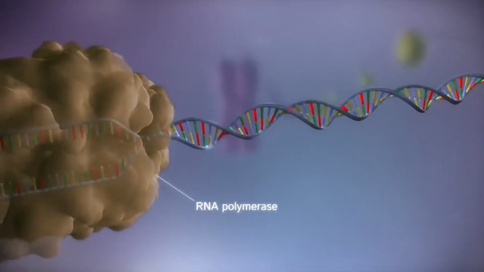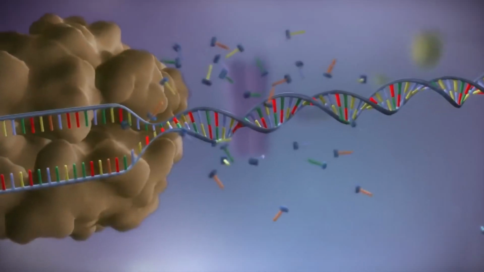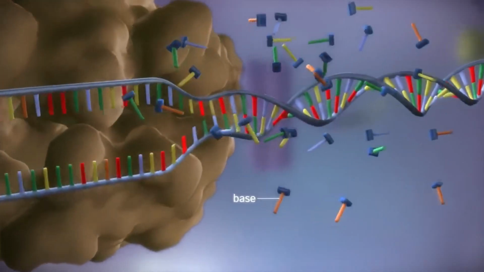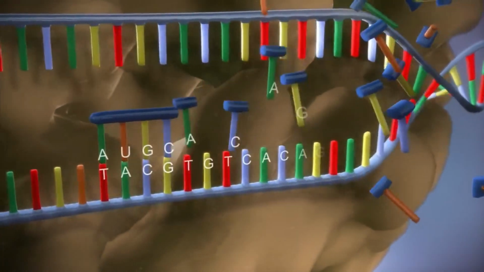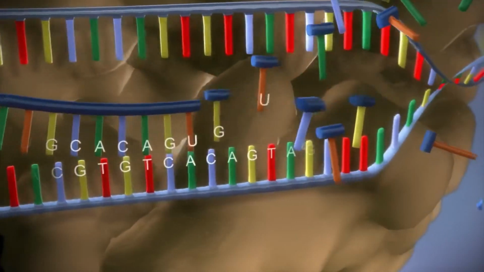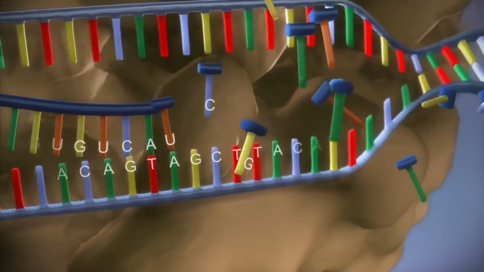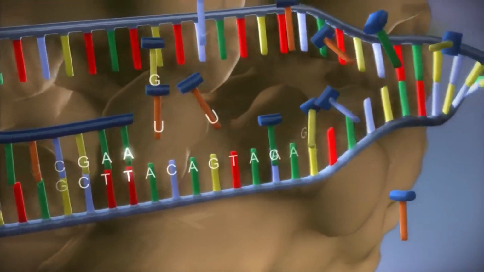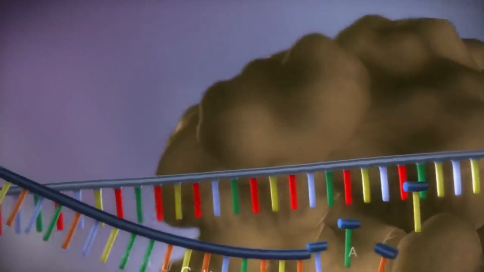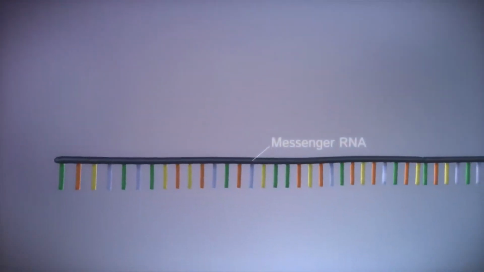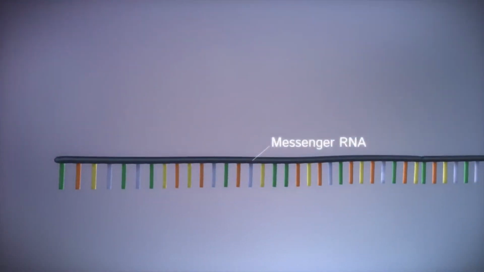And when the gene is switched on, RNA polymerase gets attached to the gene and starts to transcribe the mRNA molecule. So free bases are added to the mRNA molecule as the RNA polymerase moves along the DNA strands.